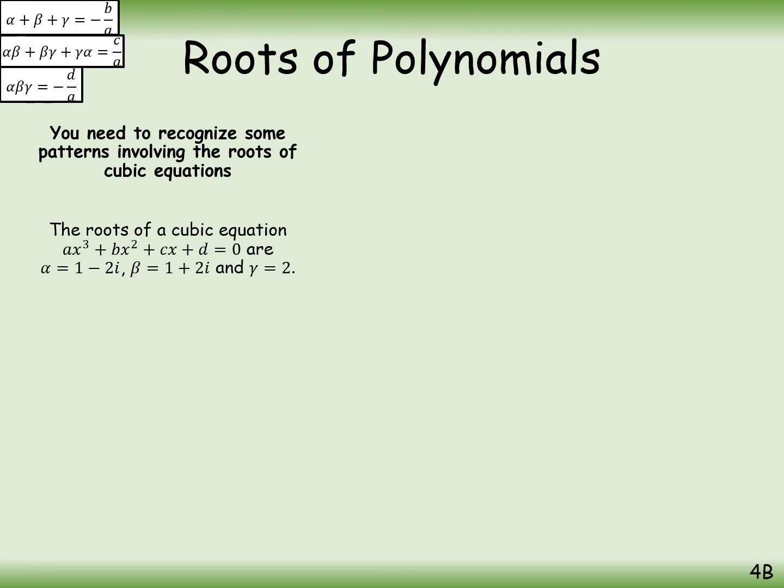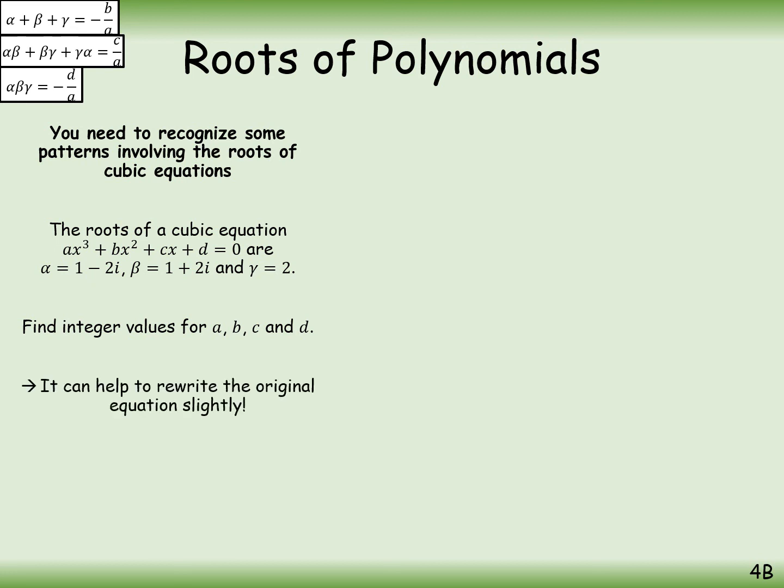So the roots of the cubic equation, we're told alpha is equal to 1 minus 2i, beta equal to 1 plus 2i, and gamma equals to 2. Find the integer values for a, b, c, and d. So it can help to rewrite the original equation if you divide everything by a, just like what we did with quadratics, and we could put it into this format here.